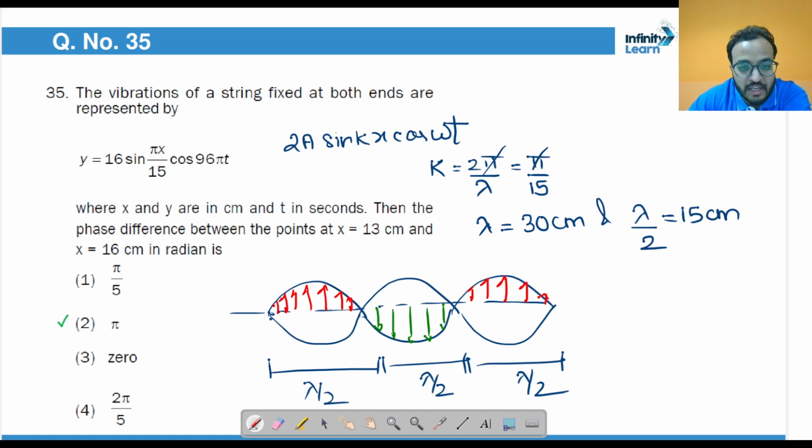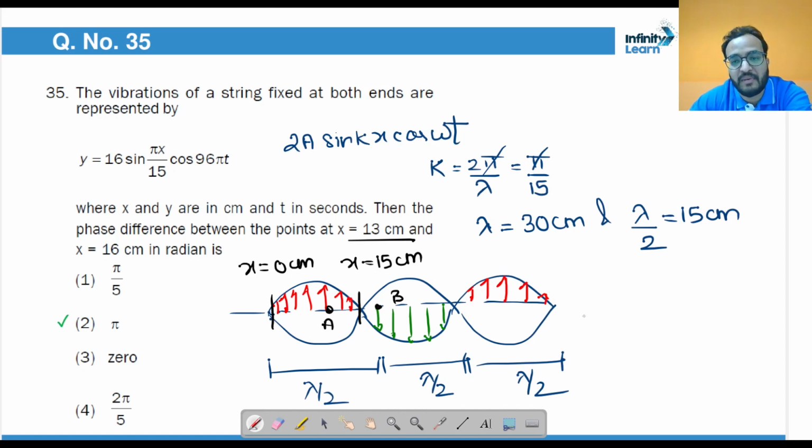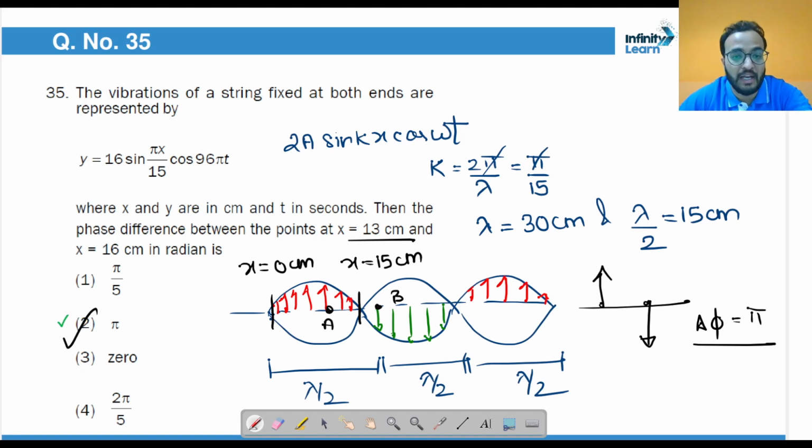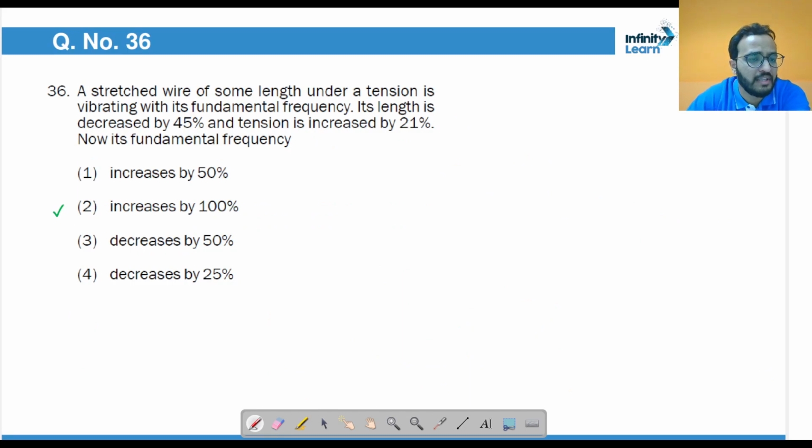This is an interesting case. See, one particle is at 13 centimeter. This is the point x equals 15 centimeter. This is the point x equals 0 centimeter. So one particle is at 13 centimeter, let's say this is A. Another particle is at 16 centimeter, let's say B. So what is the phase difference between them? One is going up, at the same time the other one is going down from the same spot. That means their phase difference is pi. Got it? If B would have been here in the same segment, then delta phi would have been 0. Right? Clear?